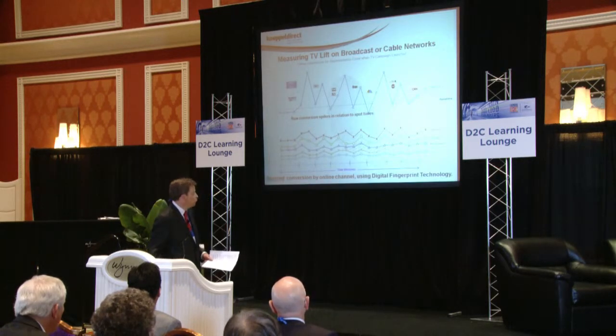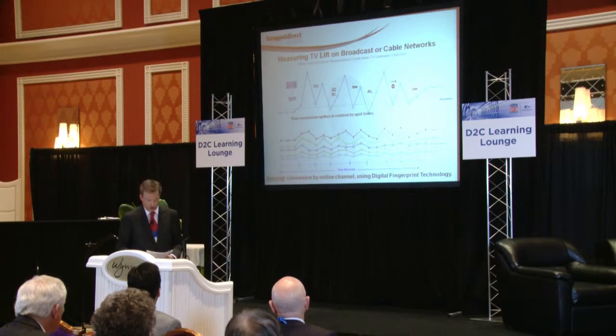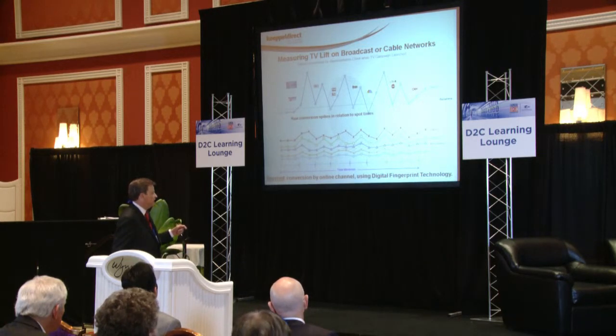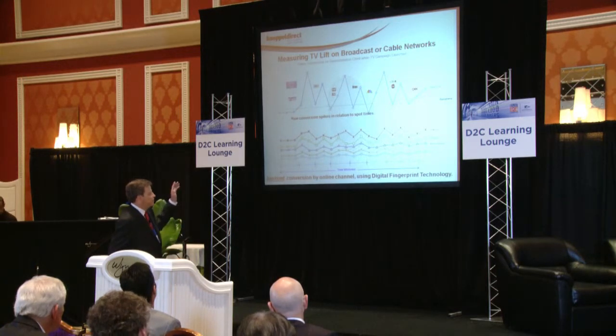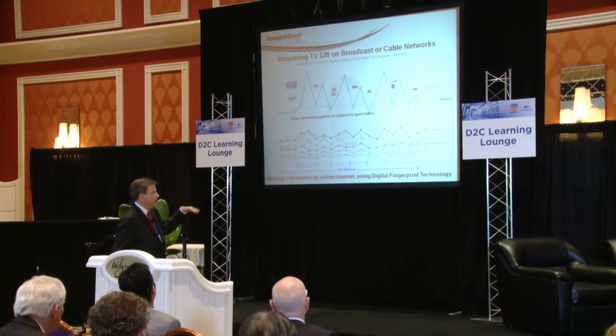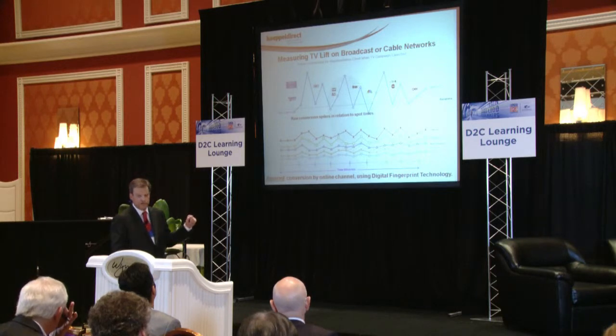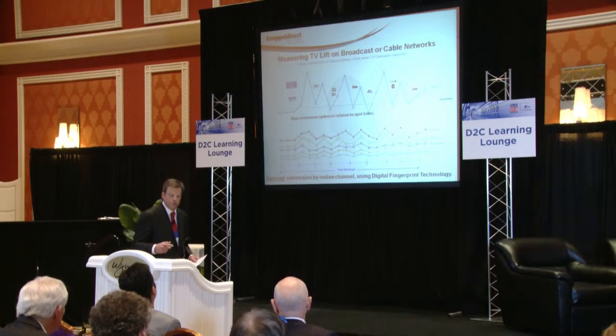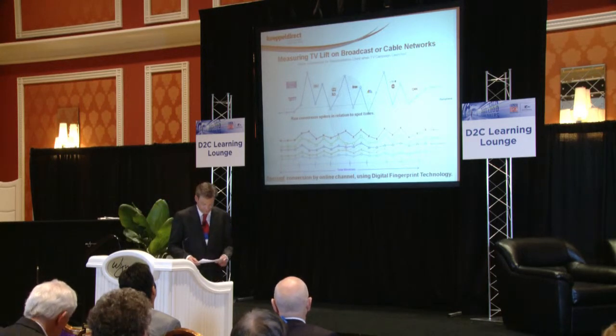So what the fingerprinting technology can do is clear up a lot of the confusion that I showed you in the earlier slide. Here you can see source conversion by online channel using the digital fingerprinting technology. You see the various TV networks that are airing spots, and then you're seeing the conversion online, and it's clearly sourcing where the conversion is occurring online. And if you recall before, a lot of the lines were overlapping.